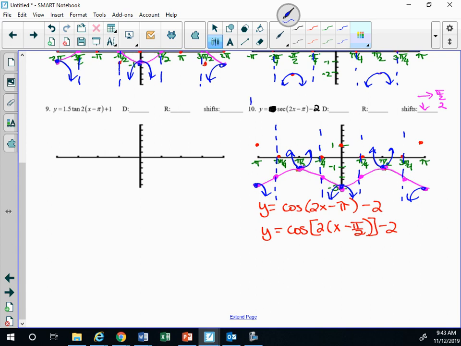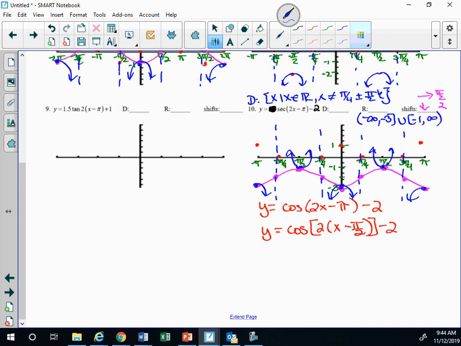Domain is X such that X is an element of the reals, but X cannot equal, this time it's pi over 4 plus or minus pi over 2k. Yes? Okay, range, negative infinity to negative 3, and then negative 1 to infinity.